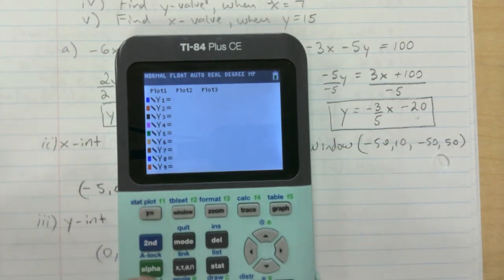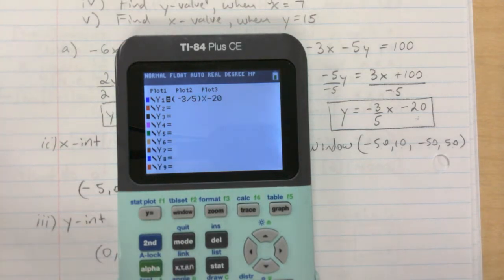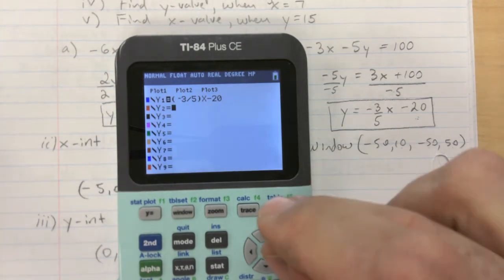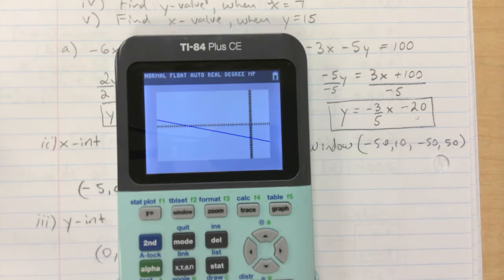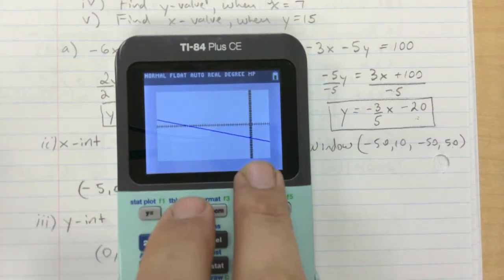So let's type this in. We go bracket negative 3 divided by 5 and then x minus 20. You cannot draw vertical lines, folks. You can only do diagonals and you can do horizontals, but you cannot do verticals. So x is equal to a number you will not be able to graph. I'll show you how to get around that. So we type that in, we hit graph, and it just happens to work perfectly for me.